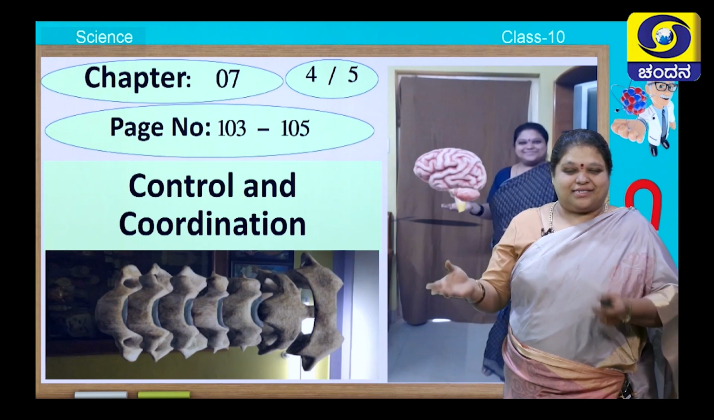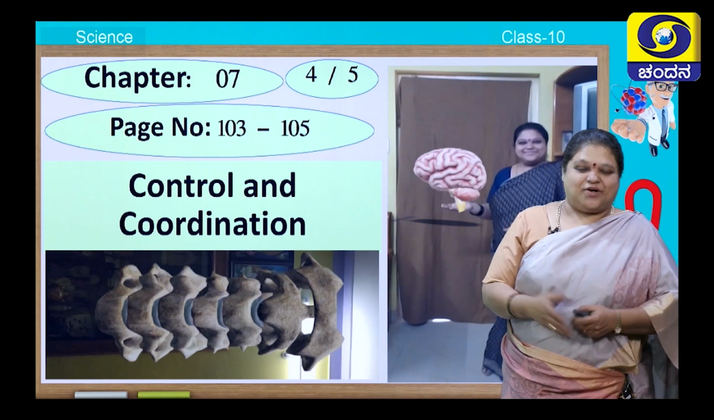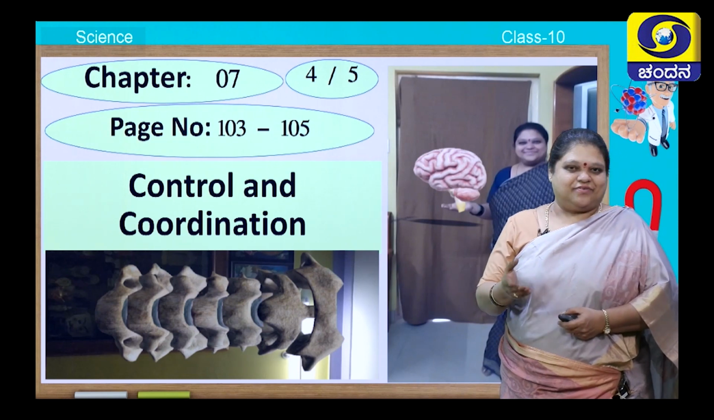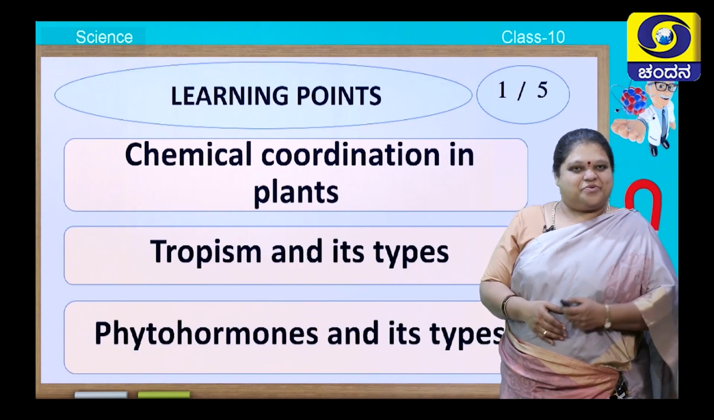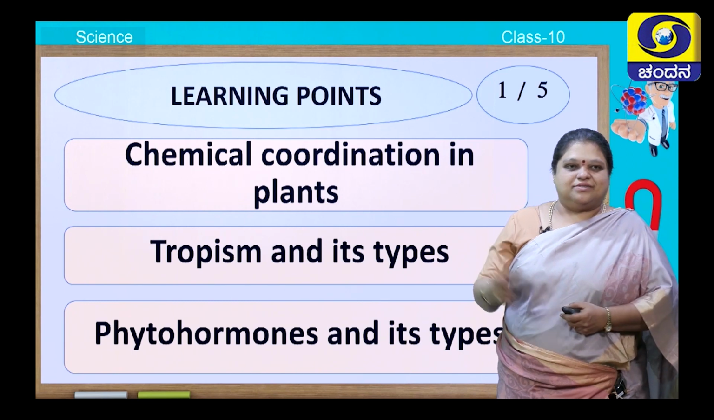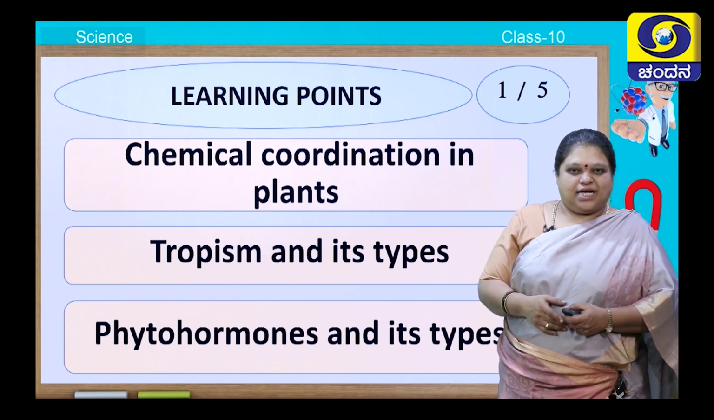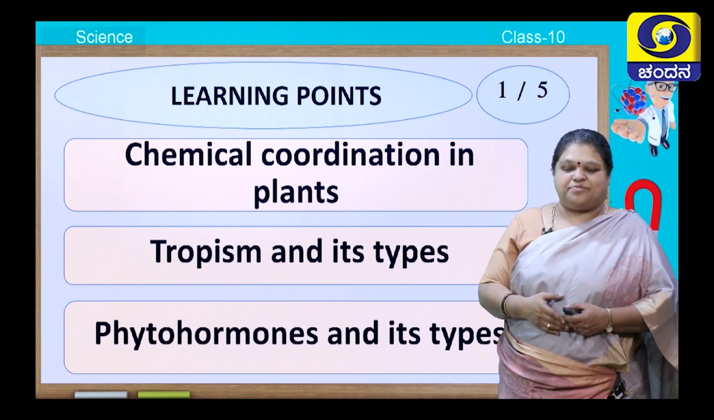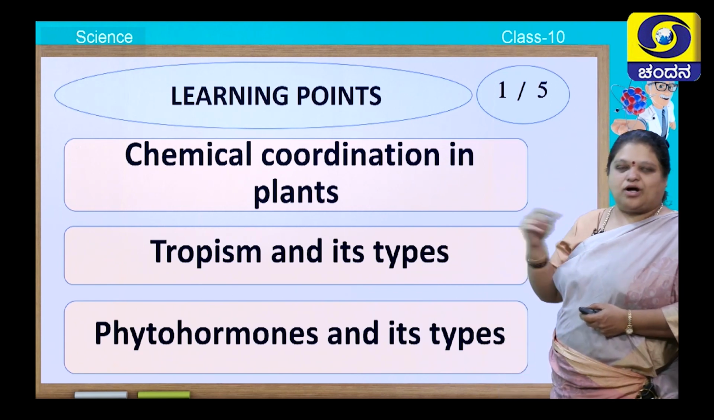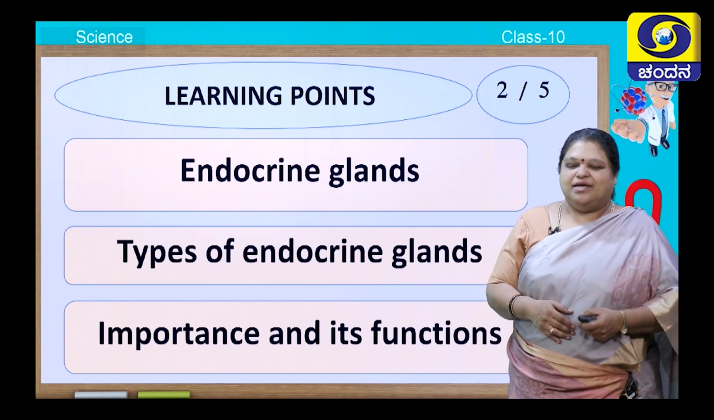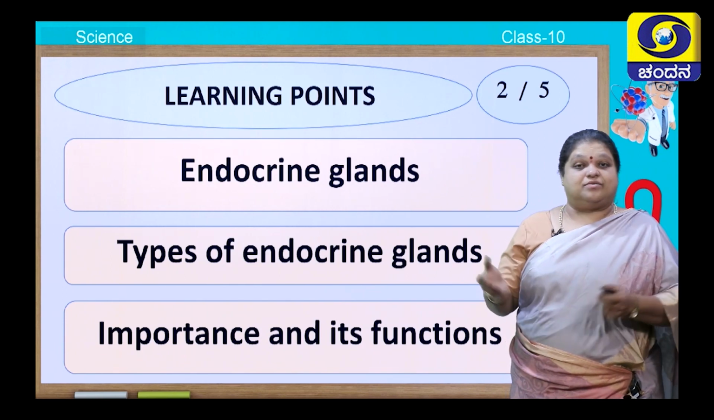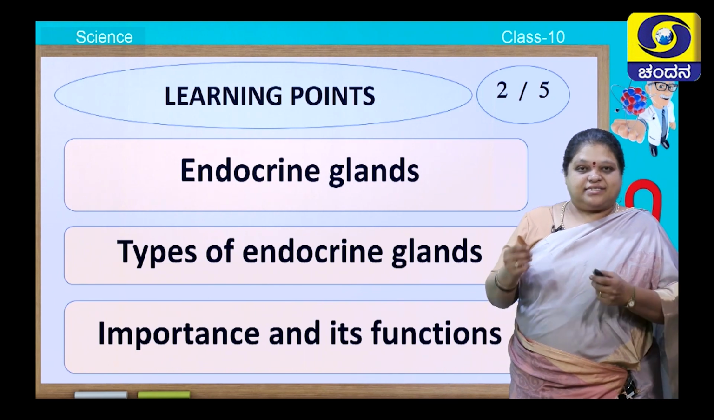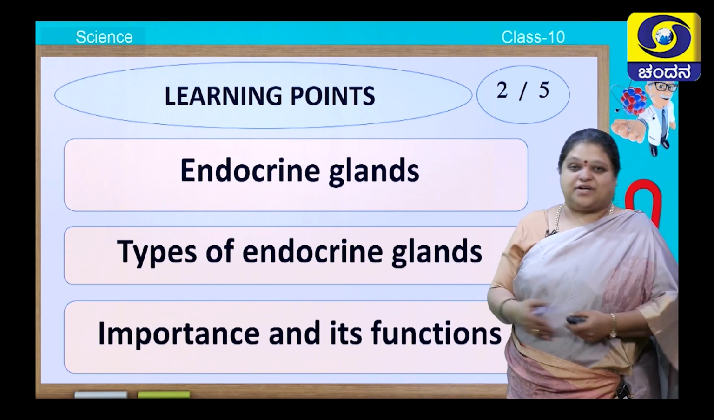So, let us come to the fourth session of my chapter, that is control and coordination. So, welcome to you all. Let us see what all we learned till now. First one we studied about the chemical coordination in plants, tropism and its types. We also studied about phytohormones and its types. In the second session we studied about endocrine glands, types of endocrine glands, its importance and also its functions.